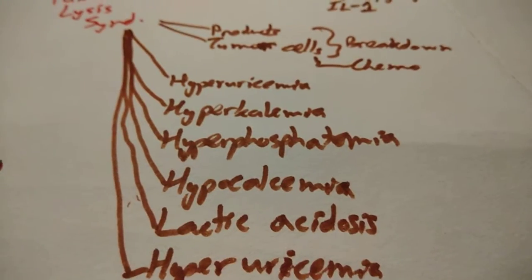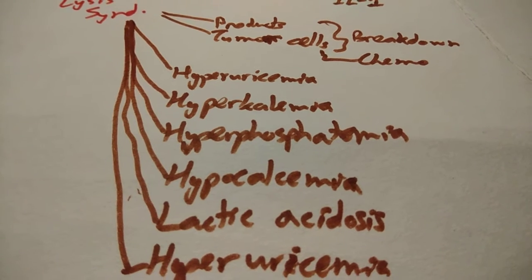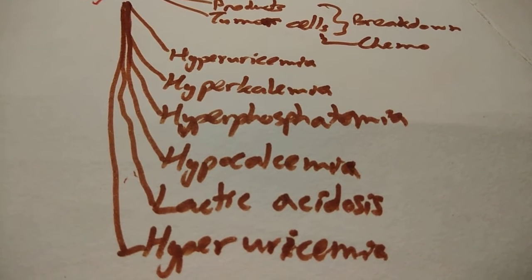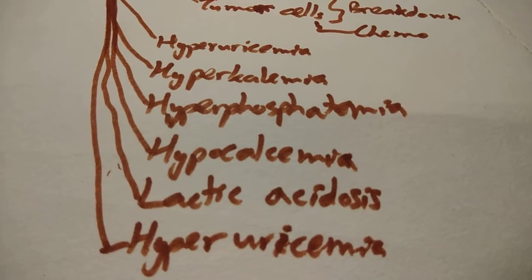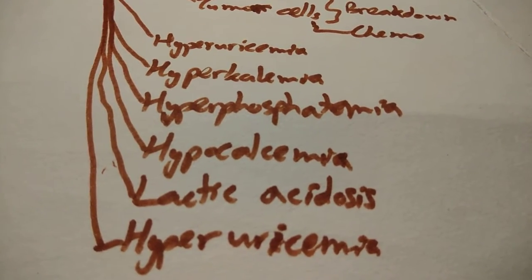Let me repeat it one more time. Hyperuricemia, hyperkalemia, hyperphosphatemia, hypocalcemia, lactic acidosis, and hyperuricemia. So when cells generally break down because of chemo, they tend to release these products.